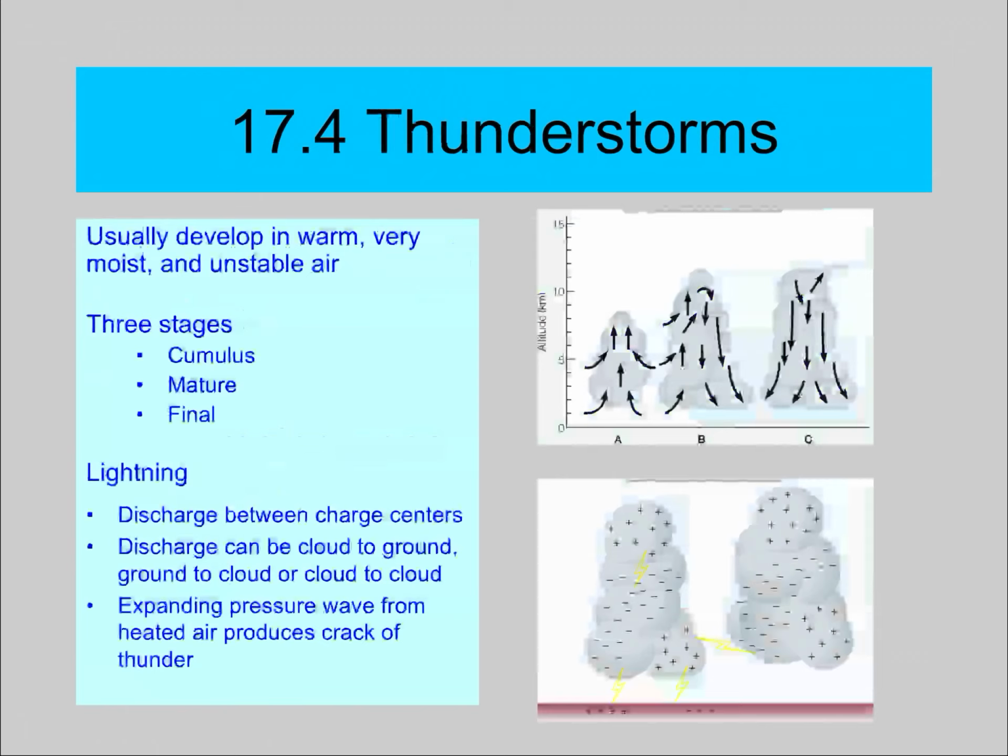Now, along with thunderstorms, we have a phenomenon called lightning. This is discharged between charged centers, so we have an unequal distribution of positive and negative charges between either the ground, the air, the clouds, or a particular object, and you're going to have a discharge that will result in a flash of light and then a thunder. So discharge can either be cloud to ground, ground to cloud, or cloud to cloud. So there are different types of lightning depending on where it originates and where it strikes. But the expanding pressure wave from that heated air produces the crack of thunder.